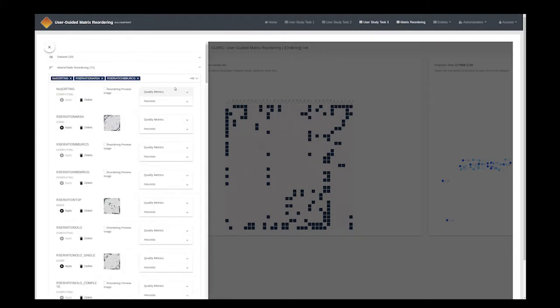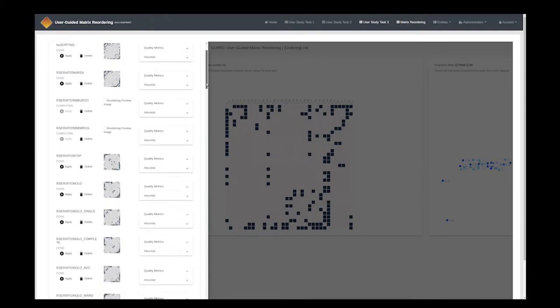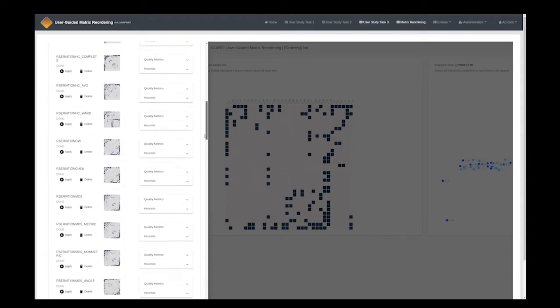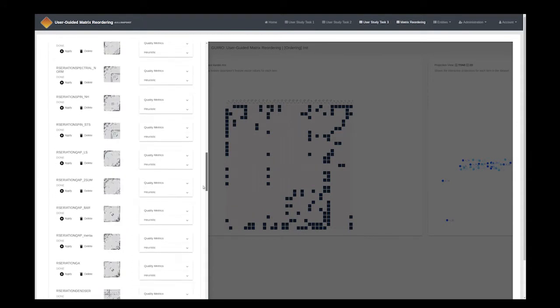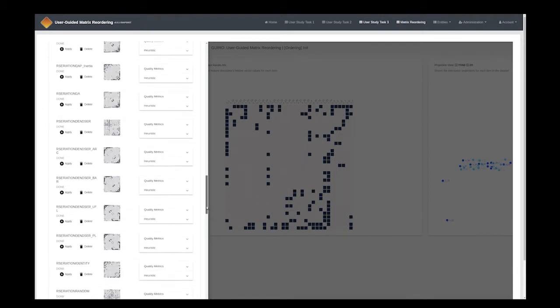In our web-based system, the teacher can invoke 70 distinct matrix reordering algorithms from several matrix reordering algorithm classes, such as classical hierarchical clustering or optimal leaf ordering approaches over spectral algorithms to graph-based approaches, such as TSP.